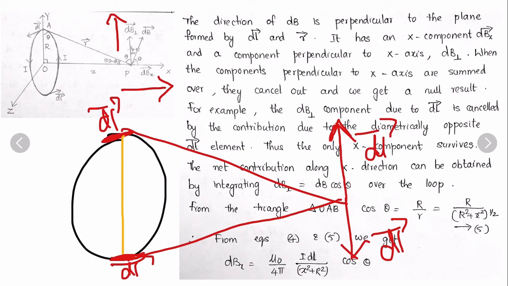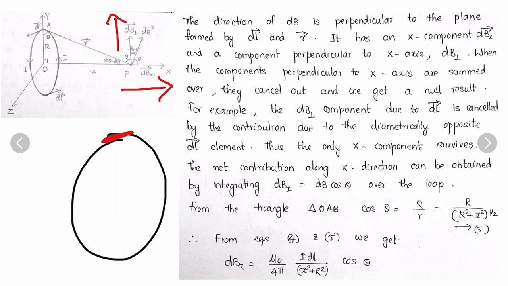That means I will show you here with 1 and 2. 1 is the DL bar on the top of the circle, 2 is the DL bar on the bottom of the circle. Then the y component, dB perpendicular, because of the 1 and the y component because of the 2 which is below, they cancel out each other because they are equal in magnitude but exactly opposite in direction. I hope you understood that, because all the y components cancel out each other.